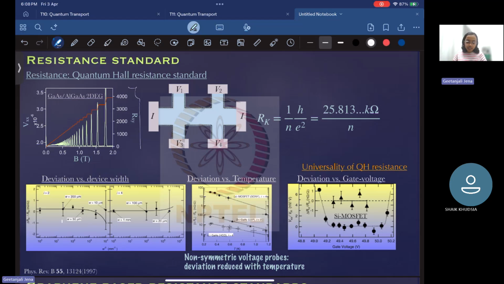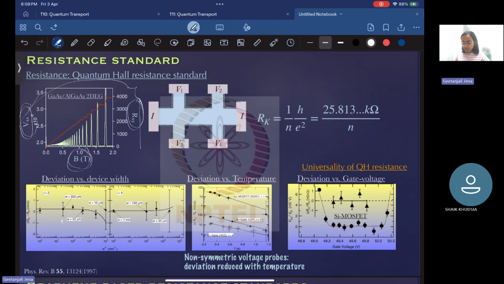For the resistance standard, we use the quantum Hall effect. Let us see why. I think this plot is already familiar to you. It shows the longitudinal voltage versus the magnetic field, and the transverse, or Hall, resistance versus the magnetic field. For the longitudinal voltage, we see oscillations, which are called Shubnikov-de Haas oscillations, and we have gone through in detail why we get these oscillations.